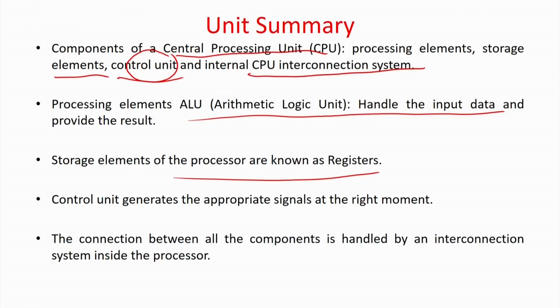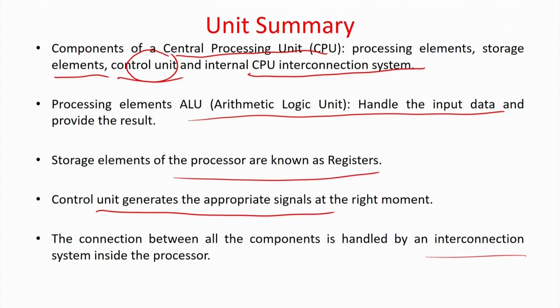Basically, a register is a memory which is inbuilt to the processor, while main memory is a memory which is external to the processor. Then we will see the idea of the control unit, how it generates signals at the right moment to control the data flow. And finally we will also see the interconnection networks, because we have certain elements like processing, storage, and control unit, and how they are interconnected.